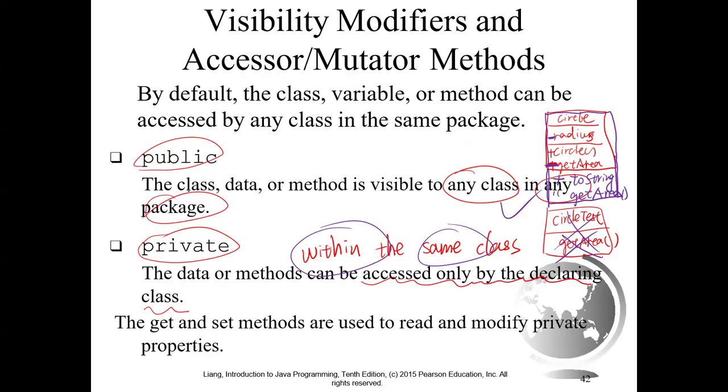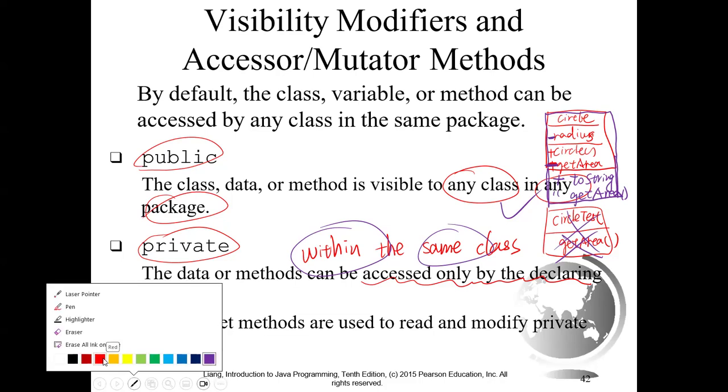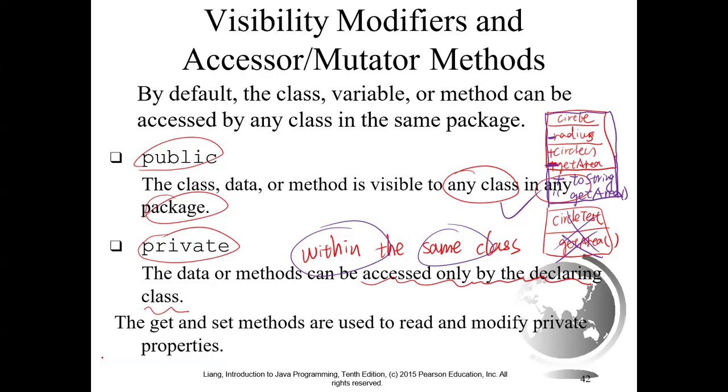And we say the getter and setter methods are used to read and modify the private properties. This is pretty important, and this is the reason why previously we were writing something like getter name, setter name, getter value, and setter value.